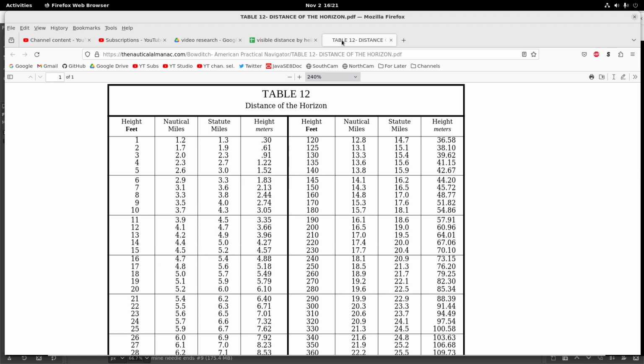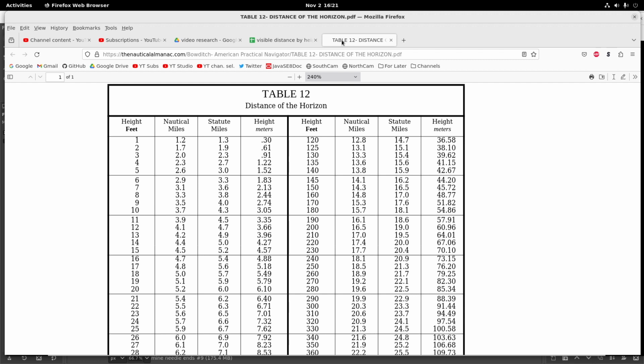I got the idea to look up online a table that is easily verifiable, supposedly showing the maximum distance visible based on observer height, and I came across this PDF. It is table 12, the distance of the horizon, from the nautical almanac.com.